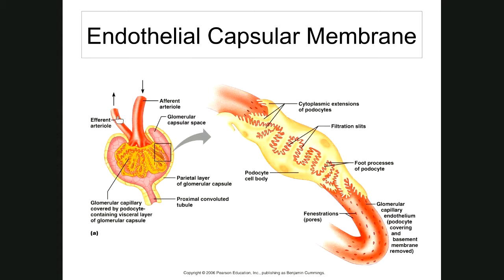The glomerular capillaries have the highest blood pressure of all capillaries, the 40 to 60 millimeters of mercury there. The endothelial capsular membrane is very thin. So when we look at this, this membrane here that's formed, it's very thin. It says 0.1 micrometer and separates blood cells and large proteins from the glomerular capsule. So blood cells and large proteins can't get out into this capsular space here because of the fenestra and the basement membrane.